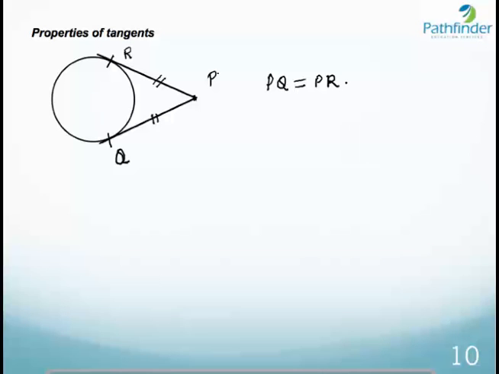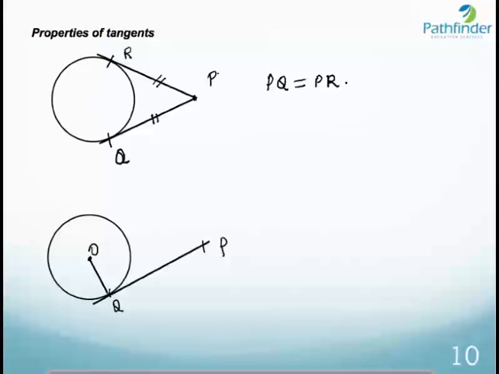Another property regarding tangents. We have a center O and we have a tangent PQ. The line joining the center O and the point of tangency Q must be perpendicular to the tangent PQ. This is another very important property of tangents.